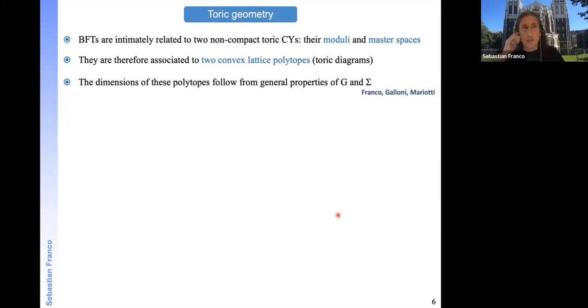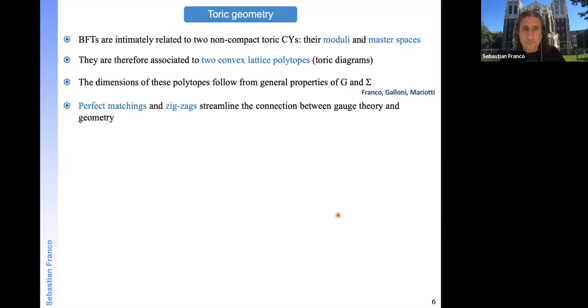In the second half of the talk, I will focus on the case in which at least one of the two sides is on a torus for part of the discussion. But the ideas that we are talking about, I think, are much more general. And again, perfect matchings and zigzag paths streamline the connection between gauge theory and geometry in both ways.